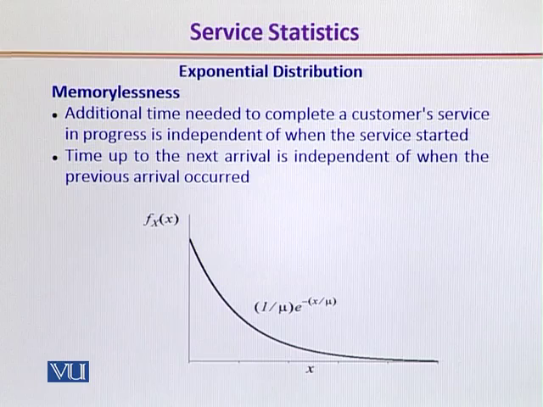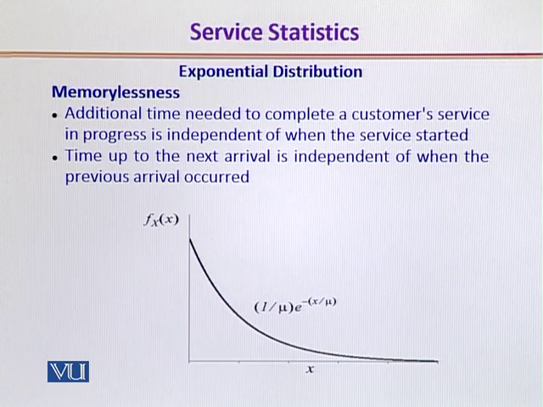What it implies is that the additional time needed to complete a customer service in progress is independent of when the service started. Because the service had already started, the server got busy, and it is going to serve the particular packet being serviced rather slowly. But this would have no relationship with when the service was started. It's a very powerful result.